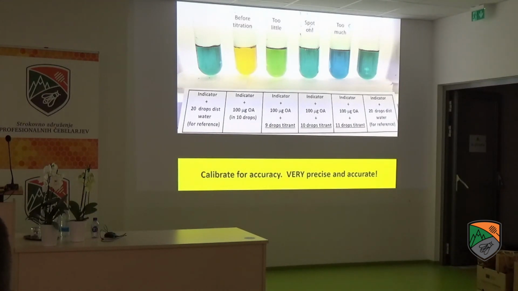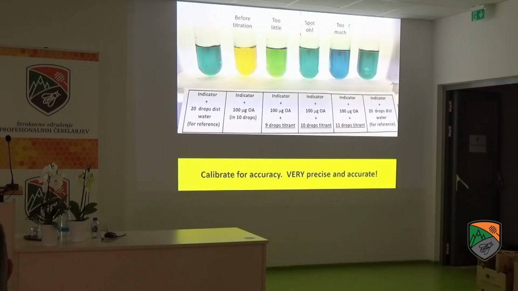And for this, I made up a fresh solution of oxalic acid so that it was 10 micrograms per drop. Okay, so that's the known. And I put 10 drops of 10 micrograms per drop of oxalic acid into this tube. So that would be 100 micrograms of oxalic acid. So I know I added exactly 100 micrograms to that tube, and that's our color, that yellow almost to orange color. And then I titrated it back with titrants of 10 micrograms per drop.